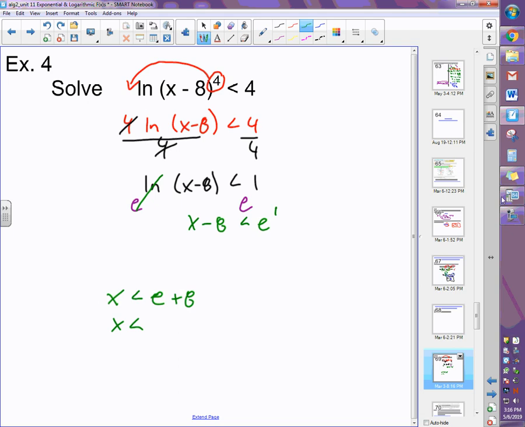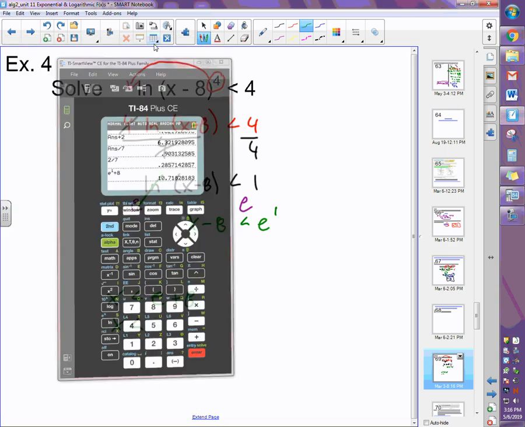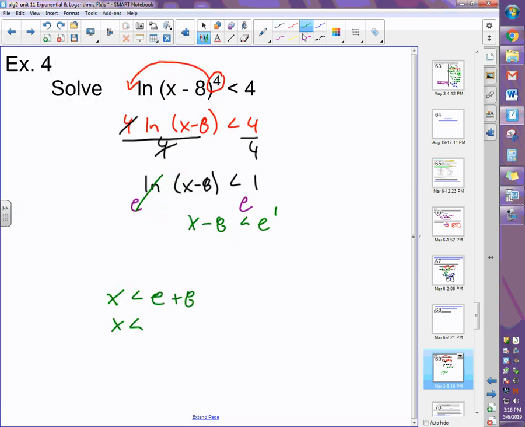So x is less than, and we grab our calculator. So e is located when you hit second natural log. It has a power of 1. Get out of the power, and then we said plus 8. So that's about 10.7183.